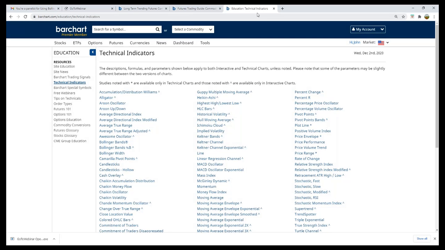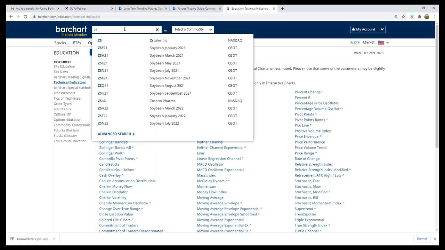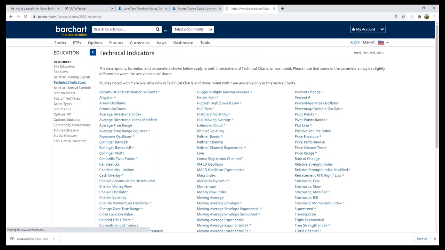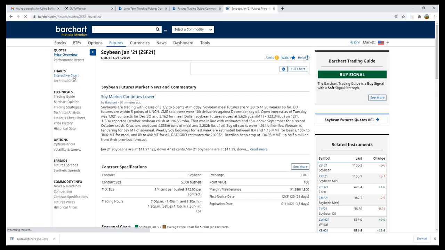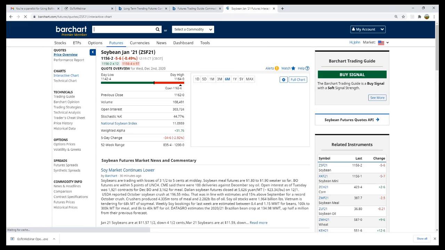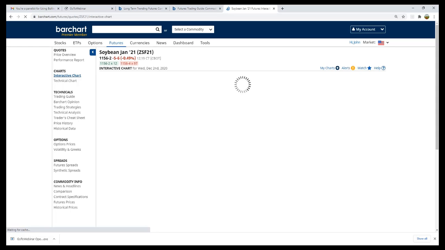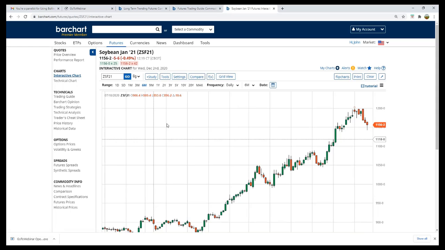All right, so let's go back to my interactive chart. And notice here I'm on my 6-month daily, right? If I drop down this menu here, I can change my frequency to an intraday, hourly, minutes. I do have daily nearby. I have weekly and weekly nearby. Let's talk about this just briefly.